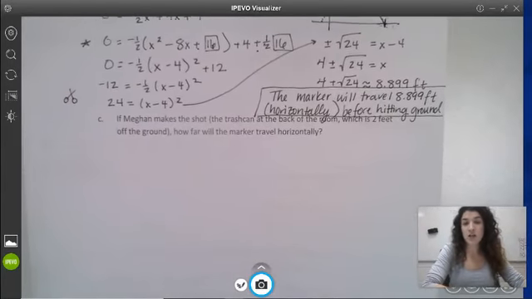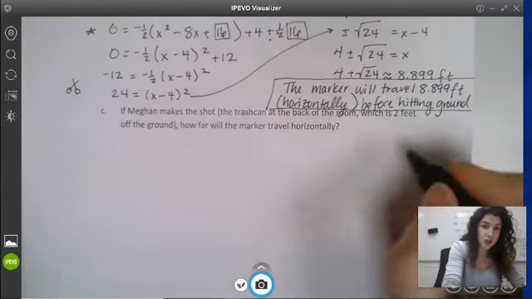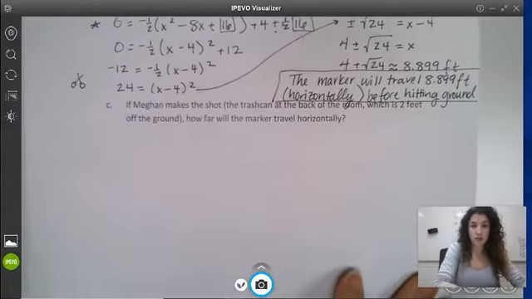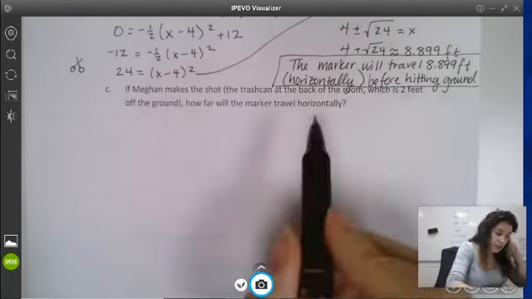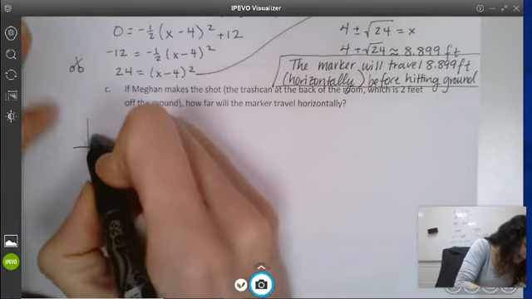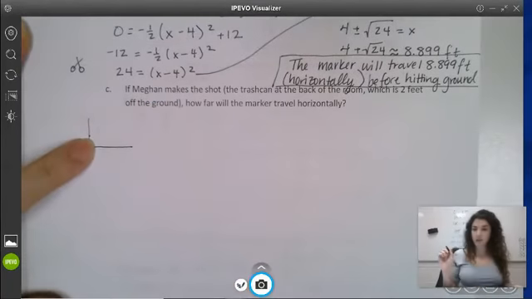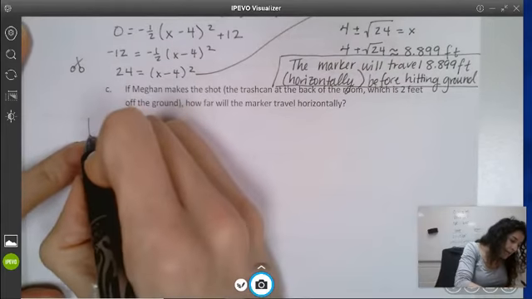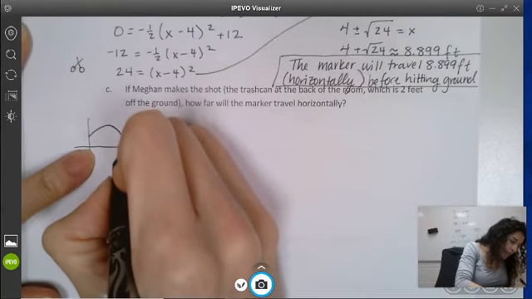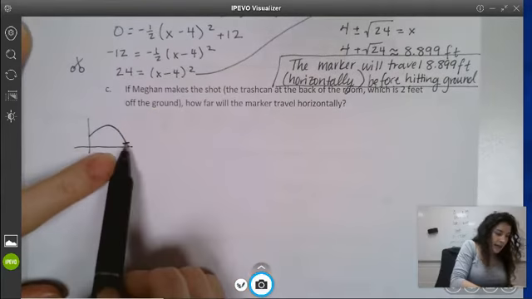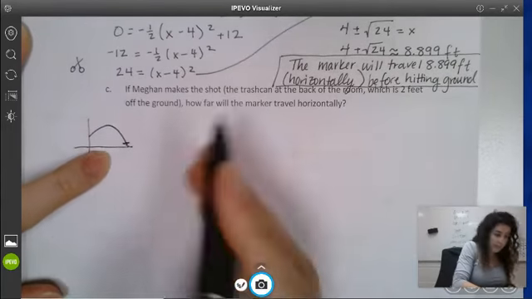If Megan makes the trash can at the back of the room, which is 2 feet off the ground, how far will the marker travel horizontally? So now we're changing this perspective and we're saying, okay, we've got this parabola and it's leaving at a height of 4 feet, right? So I probably chucked it from here. And then it's going to stop at a height of 2 feet.